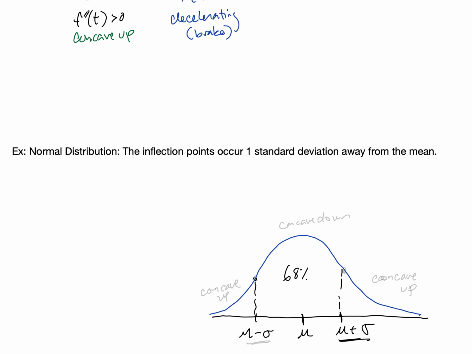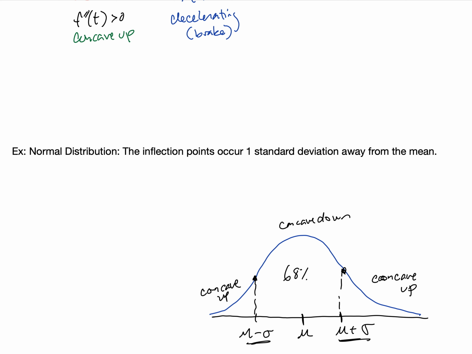But the place where there is an inflection point is where we are one standard deviation above and below the mean. So here we're concave down, and here we're concave up. Those are those special places, the mean plus one standard deviation and the mean minus one standard deviation. If you haven't had statistics and that doesn't make a lot of sense, no worries. I just wanted to connect it for those who do.